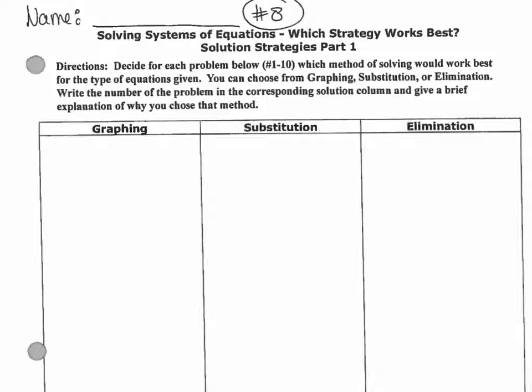So for each problem below, we want to decide which method of solving would work best for the type of equations given. We can choose from graphing, substitution, or elimination, as we just said. We want to write the number of the problem in the corresponding solution column and give a brief explanation of why you chose that method. So here are our three columns. Now let's go and actually look at the questions and see if we can categorize which one is which.